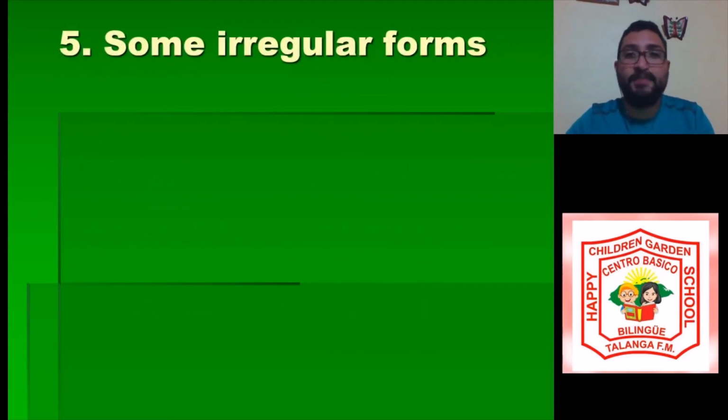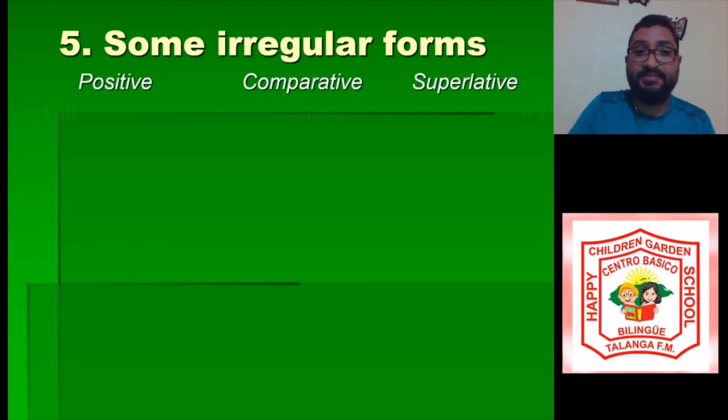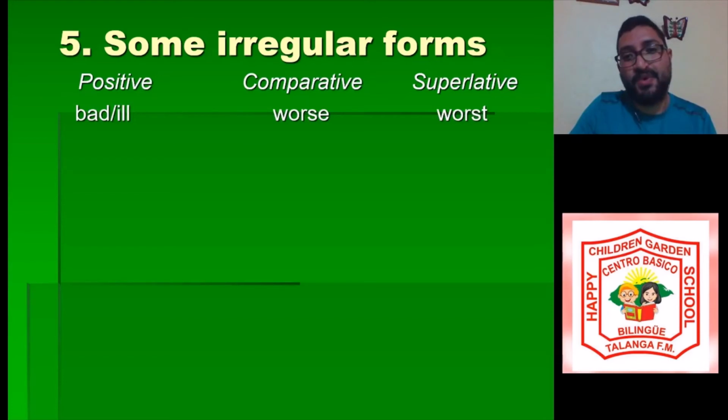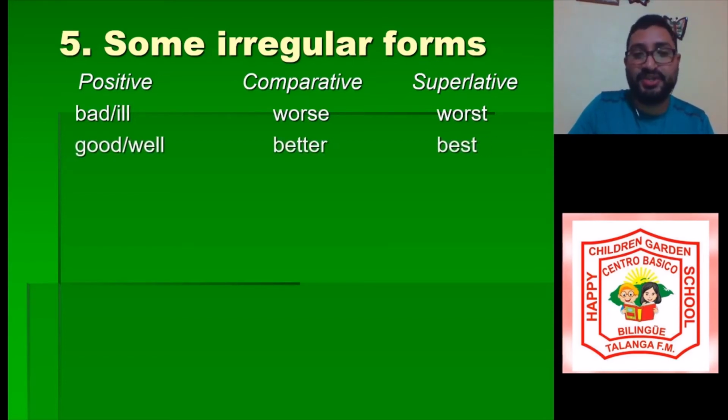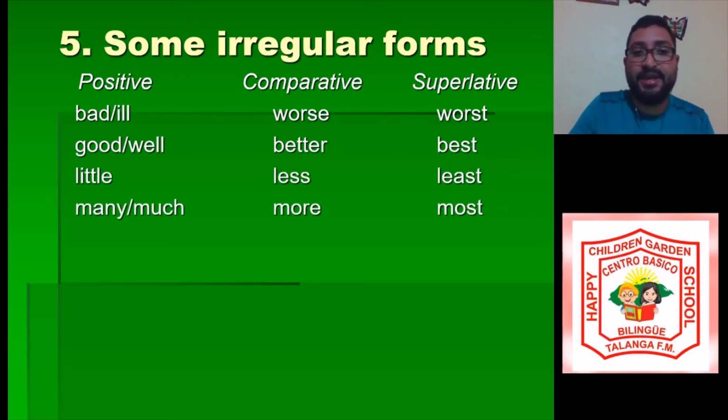Now, some irregular forms. This is very important. You have some in your book because some adjectives cannot be converted by the regular way. They have some forms that we have to learn by memory. So remember to study them. So we have, for example, bad, worse, worst, good, better, best, little, less, least, many or much, more, most, late, later, latest, sorry, my mistake.